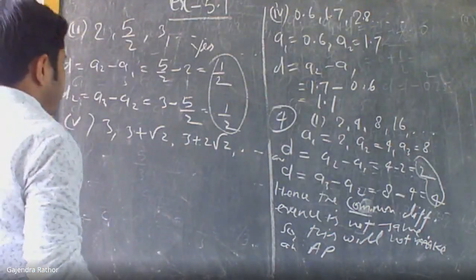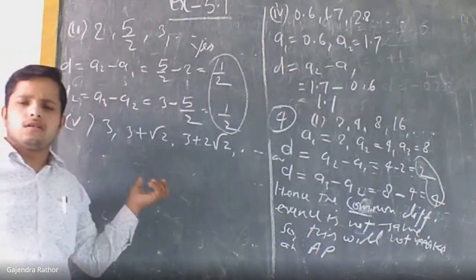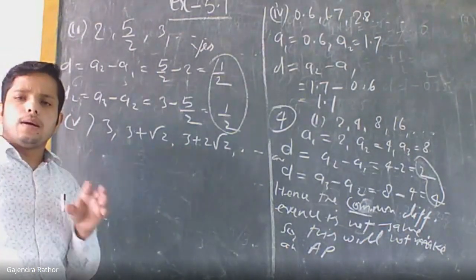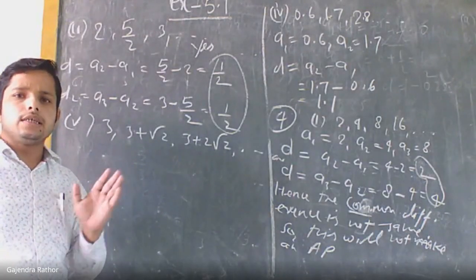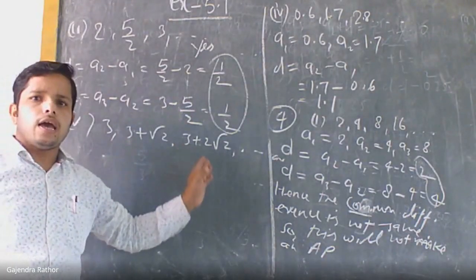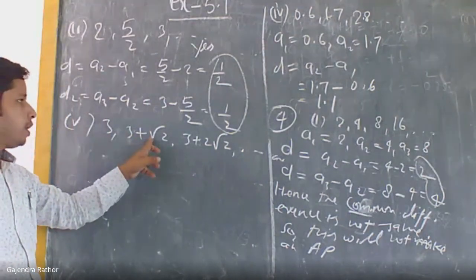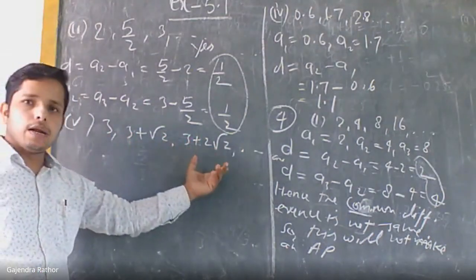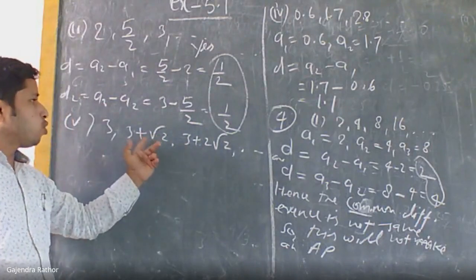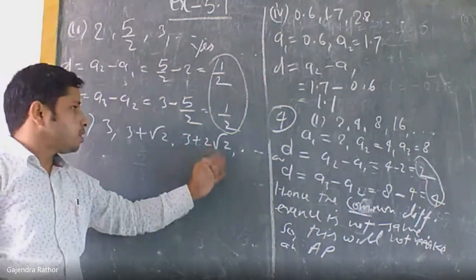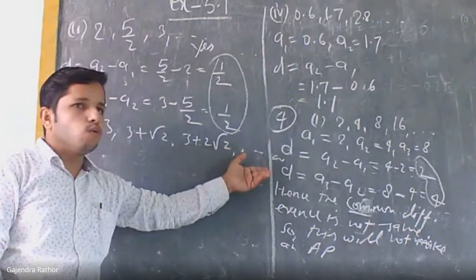Okay, we can simply check. In this AP, plus root 2 is increasing in succeeding terms. This 3 plus root 2 increasing, 3 plus root 2. Again, plus root 2 increasing. So 1 root 2 plus 1 root 2, 2 root 2. Then what will be the next term? 3 plus 3 root 2.